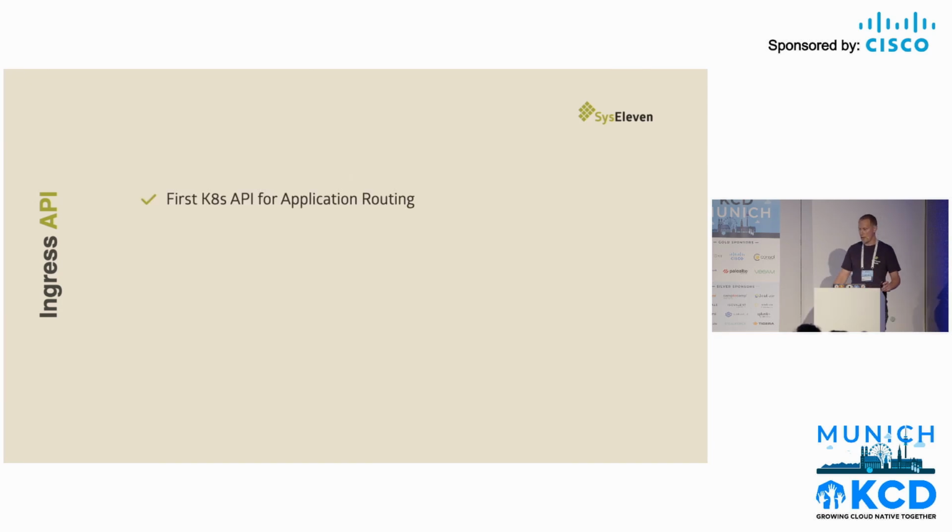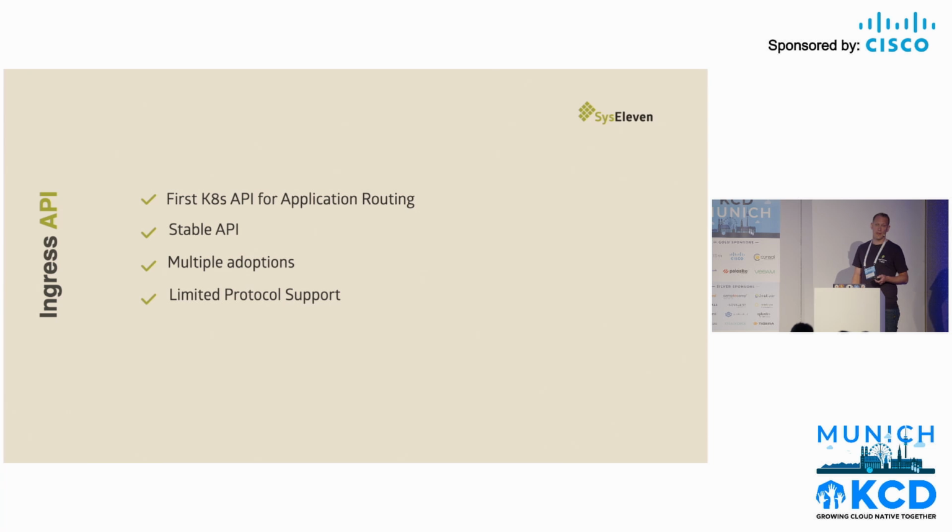Ingress API. The Ingress API was the first Kubernetes API for application routing. It's been there basically since the beginning of Kubernetes. It's a stable API. It's got multiple adoptions, so you can find lots of companies that offer commercial and non-commercial versions of Ingress controllers, for instance Nginx, Traefik, and there's a lot more available. There's limited protocol support. This is one of the issues with Ingress controllers in general. You can use them for HTTP traffic only.